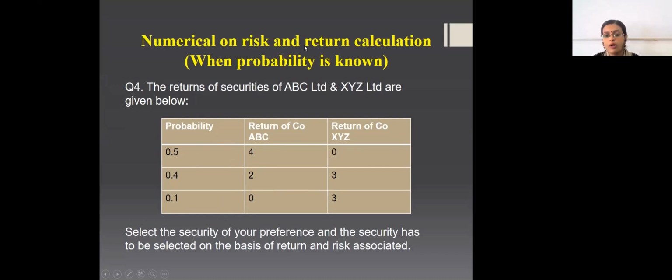So when the probability is given, the entire formula to calculate the risk and return will entirely change. So let's check on how to calculate. I shall move on to the board.